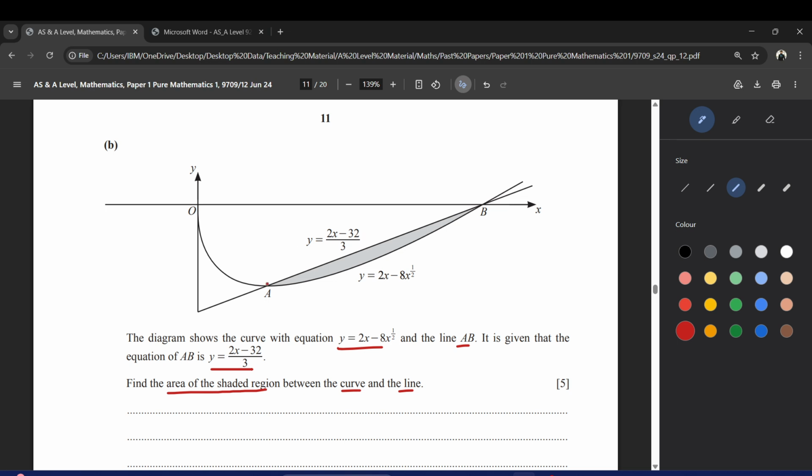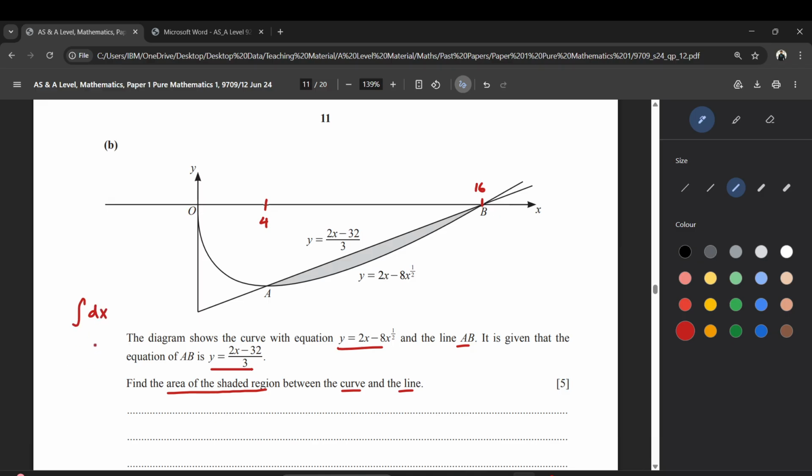Okay, so this is your A. So that means the x coordinate of A is 4. The x coordinate of B was 16, right? That's what we found in our part A. So these are the limits for our integration, because if I want to find the area under the graph, for that purpose we use integration. This is a question related to integration with respect to x.